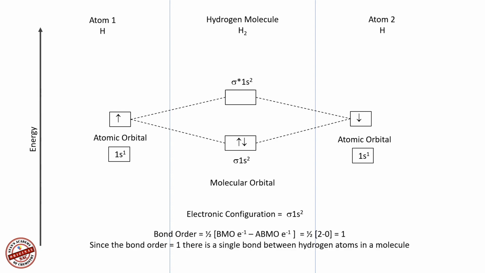Now we can calculate what we call the bond order. Half into the number of electrons in the bonding molecular orbital minus the number of electrons in the anti-bonding molecular orbital. In the bonding molecular orbital we have two electrons. In the anti-bonding molecular orbitals we have no electrons, which makes it half into 2 minus 0, which equals 1. Since the bond order is 1, there is a single bond between the two hydrogen atoms. The value is positive, therefore the molecule does exist.